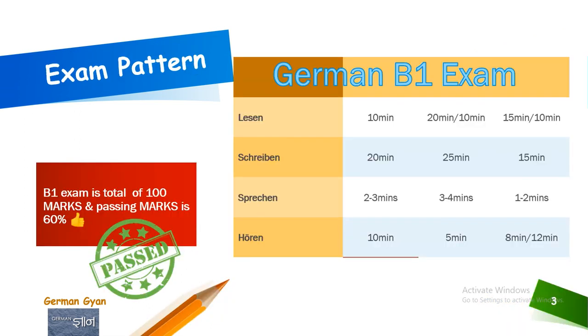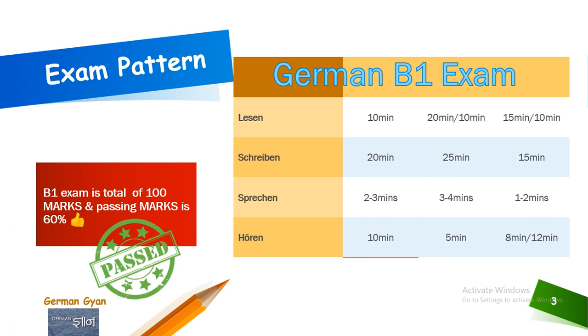So guys, this is the full schedule for B1 level, that how it is conducted. In the Lesen part you are having 5 tiles. First tile is of 10 minutes, second tile is of 20 minutes, third tile is of 10 minutes, fourth tile will be of 15 minutes and fifth tile will be of 10 minutes. Similarly for the Schreiben, which is writing, you are having 3 tiles and first tile is of 20 minutes, second tile is of 25 minutes, third tile is of 15 minutes.